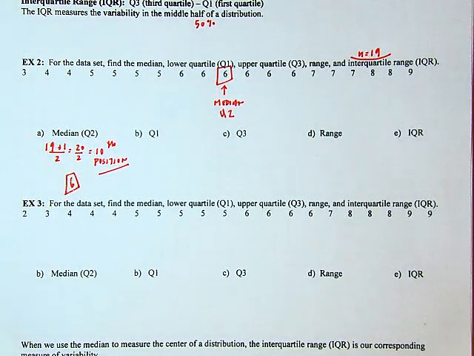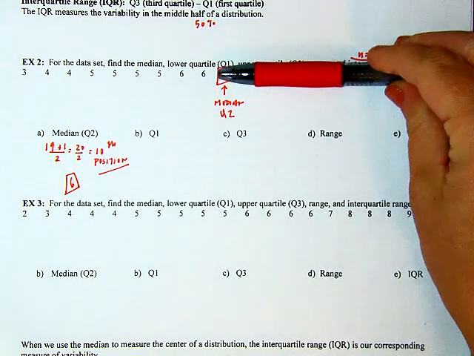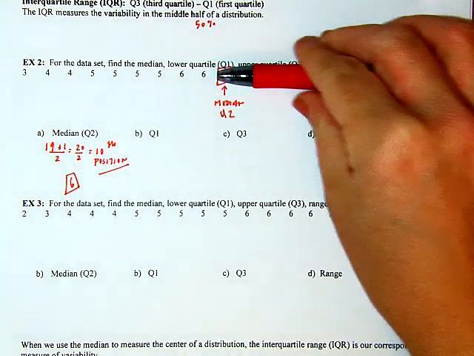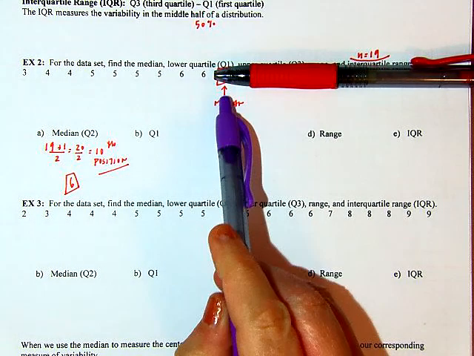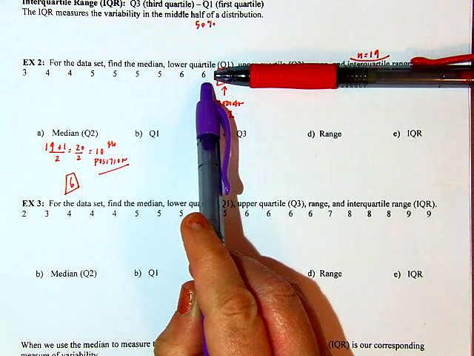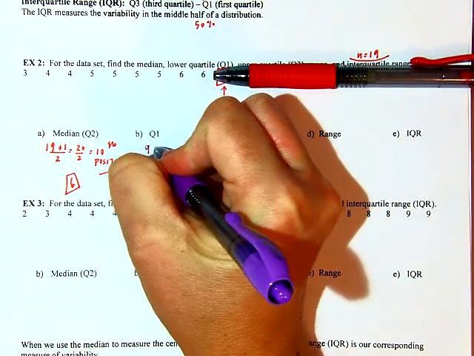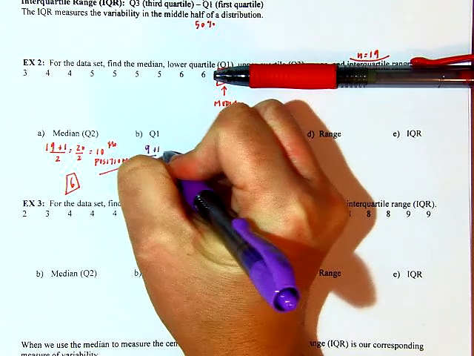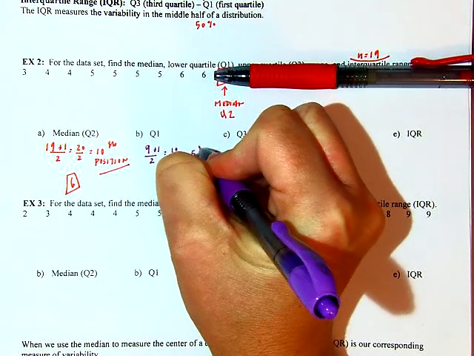So now I want the Q1. So when I want the Q1, what I do, since it's an odd amount of data, I block out the median and everything to the right. So now I want to think, well, how much data do I have to the left of it? This was the 10th position, so I have 9 pieces of data. So if I have 9 pieces of data, 9 plus 1 divided by 2, 10 divided by 2, tells me I'm looking at the 5th position.